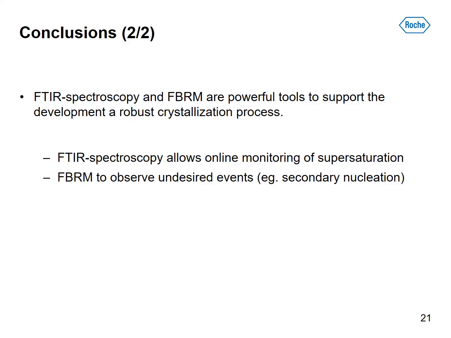To sum it up from a technical aspect, it can be said that IR spectroscopy and focused beam reflectance measurement are powerful tools to support the development of a robust crystallization process. The FTIR spectroscopy allows online monitoring of the API concentration and to calculate the supersaturation. The FBRM could be used to observe undesired effects like secondary nucleation, and also to see if the crystals are growing during the process.